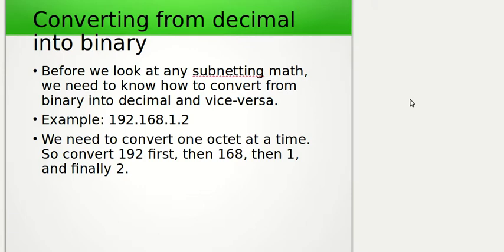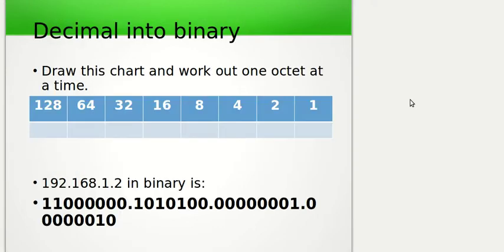This is very important because we'll be doing a lot of binary to decimal conversions and vice versa when we're subnetting. As an example, let's convert the IP address 192.168.1.2 into its binary equivalent. To convert an IP address, we have to do it one octet at a time. So first we convert 192, then 168, then 1, and then 2. When we're converting from decimal to binary, we draw this chart. Remember, each octet is 8 bits long.